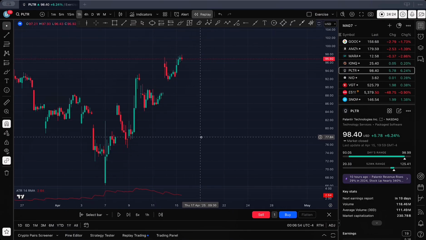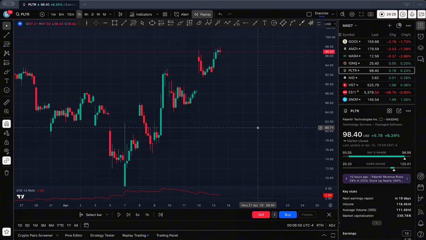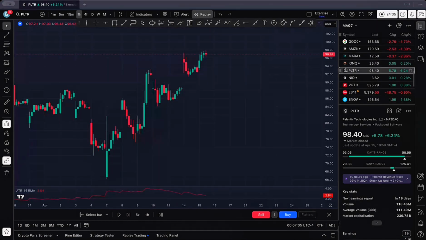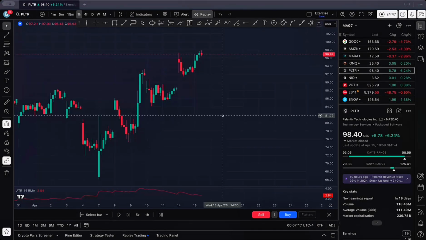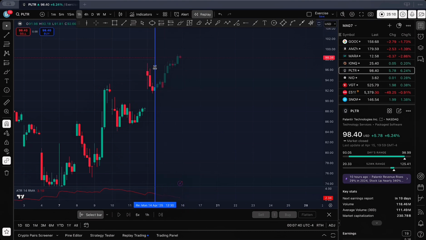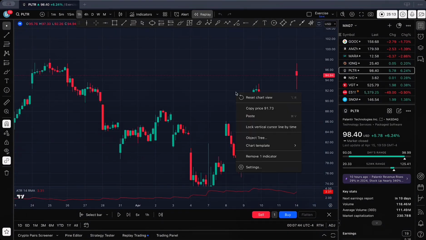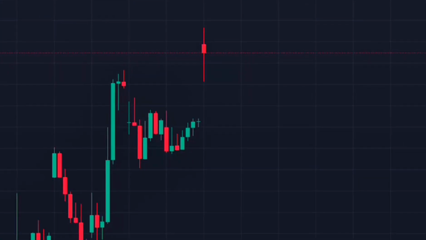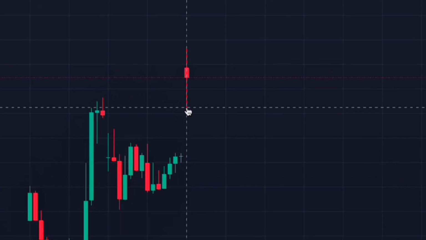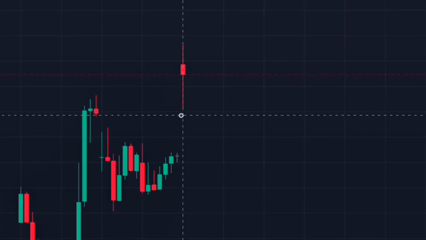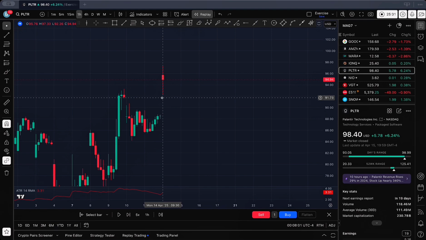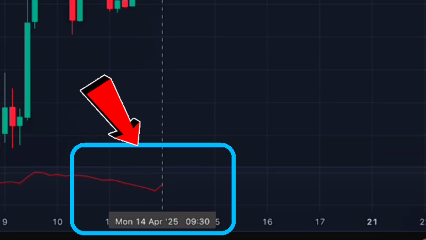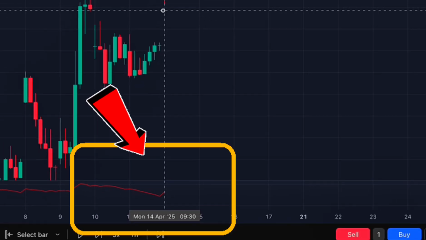The chart that you are seeing here is the Palantir stock. Okay, as you can see here is the PLTR for our experiment. We're gonna use the replay. We're gonna remove these candles here and start with this candle here. As you can see here, this is a bearish candle, right? So this candle, as you can see on the y-axis, was April 14, 2025 at 9:30. The market opened here in New York at 9:30, right?